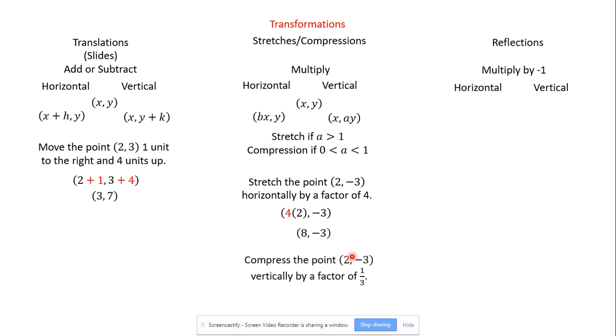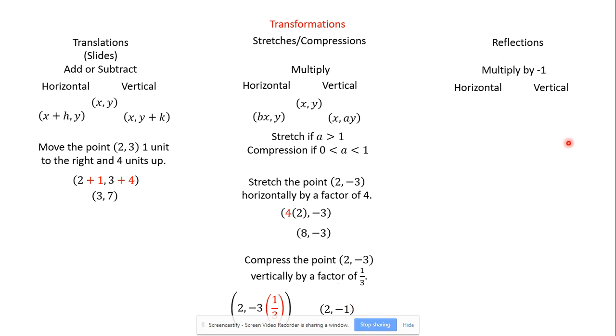And then, how about stretch it vertically by a factor of 1/3? So 2, -3 times 1/3. -3 times 1/3 is just -1. So it's just the point 2, -1.